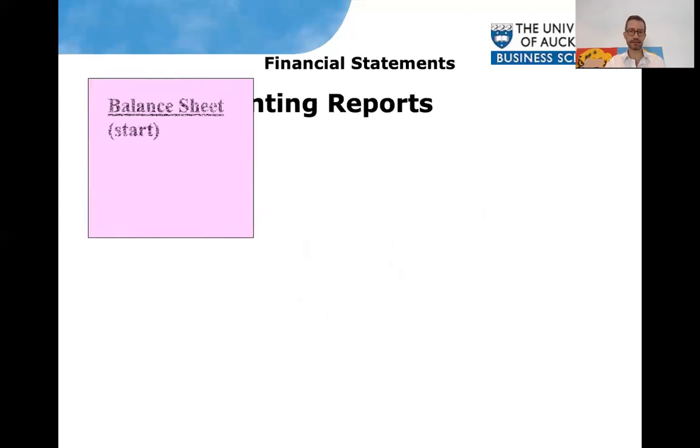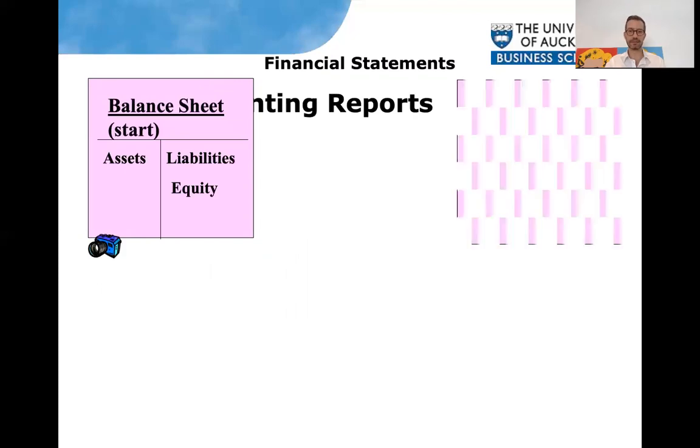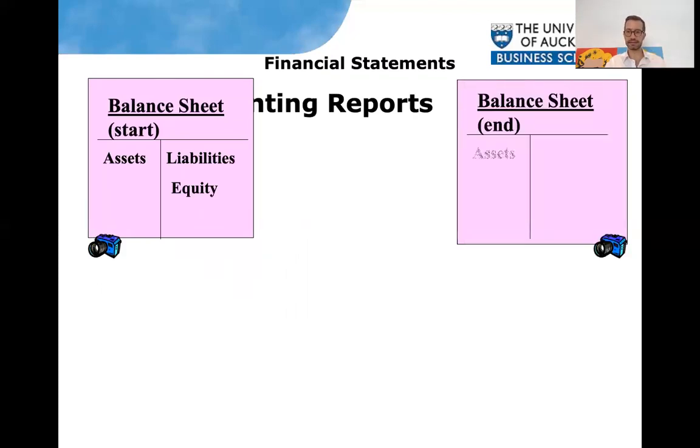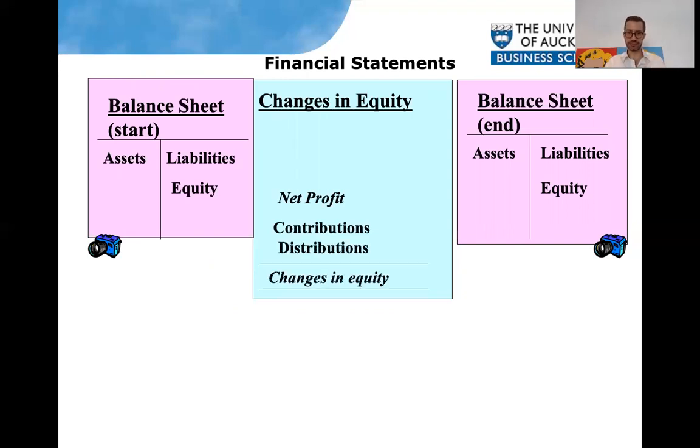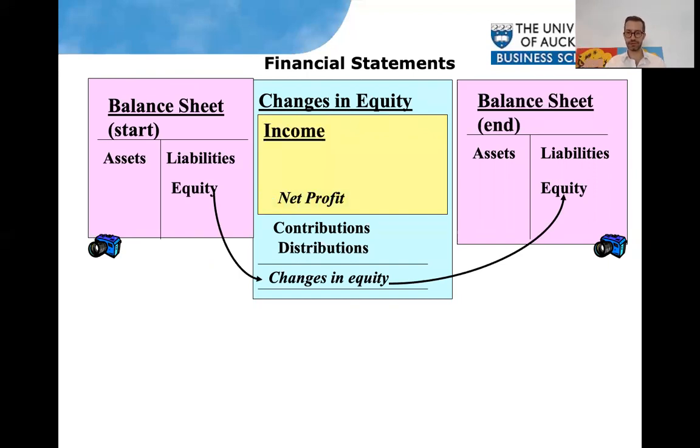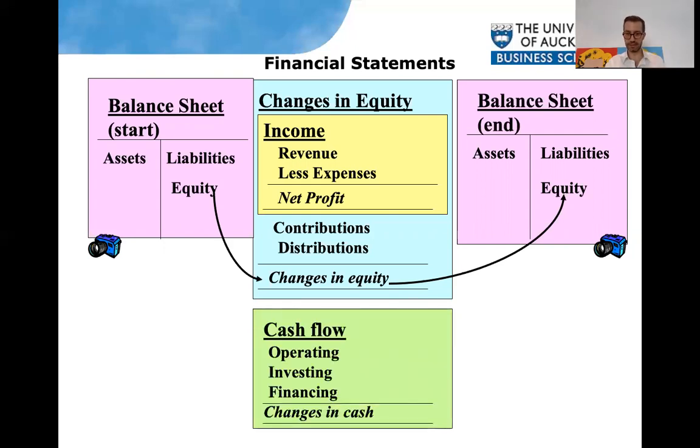So here is a slide that tries to explain that the different statements are interconnected. For example, here you can see on the left, the balance sheet at the beginning of the year, you will have certain assets, liabilities, and equity. And on the right side, you will have assets, liabilities, and equity at the end of the year. In between, you might have changes in equity that are related to, for example, net profit. And of course, the equity that you have at the beginning of the year will impact the equity that you have at the end of the year. And of course, the income statement where you have revenues and expenses will have net profit, which in turn will also affect your cash flow.